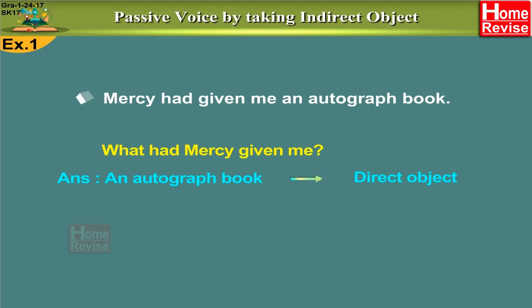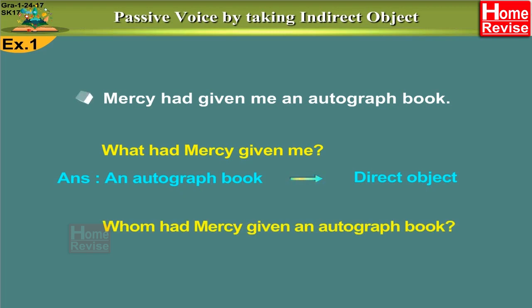Now I need to identify the indirect object. In this case, I ask a question beginning with whom. Whom had Mercy given an autograph book? To me. So me here is the indirect object. Please remember, a question beginning with what gives us the direct object and a question beginning with whom gives us the indirect object. Now, if I want to convert this sentence into passive voice by focusing on the indirect object, what would I do?